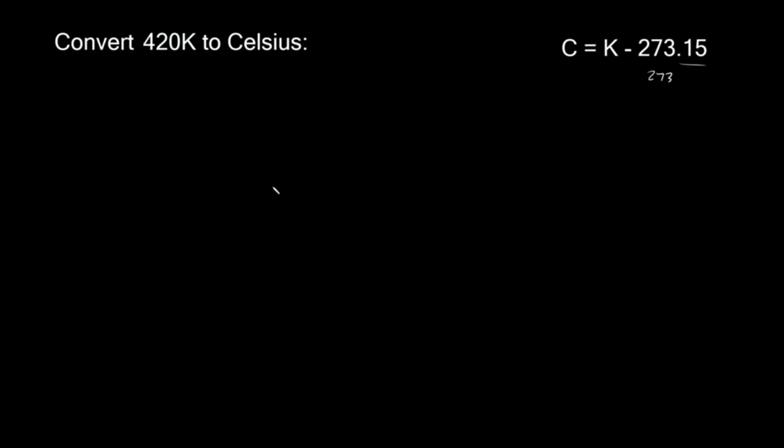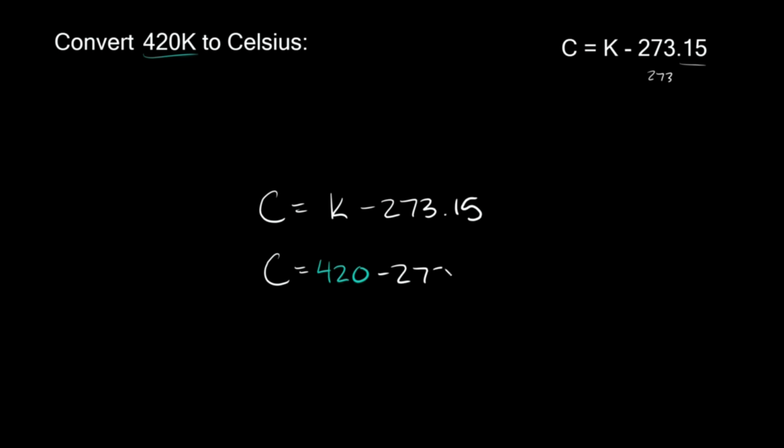Okay, so we can write this formula down right here. So C is equal to Kelvin minus 273.15. Okay, and we're trying to convert 420 Kelvin, right? So then Celsius is going to be equal to 420 minus 273.15, and that's equal to 146.85 degrees Celsius.